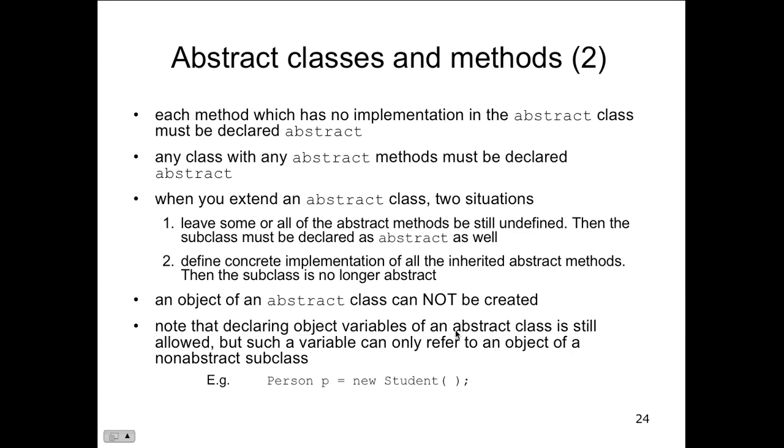And note that declaring object variables of an abstract class is still allowed. You can create variables. You just can't create new objects. But such a variable can only refer to an object of a non-abstract class.